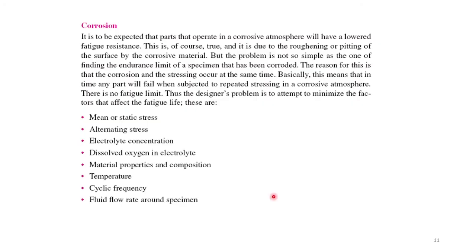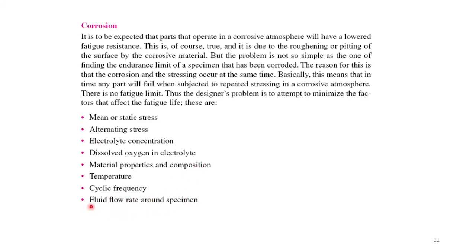Here in miscellaneous effects, corrosion. If the component that is subjected to fluctuating loads is inside a corrosive media, like seawater for example, then I have a mean stress, alternating stresses, and the concentration of the electrolyte. The body subjected to fluctuating loads is in a solution that conducts electricity and has a concentration of certain ions, dissolved oxygen, temperature, material composition, cyclic frequency, and fluid flow rate around the specimen.